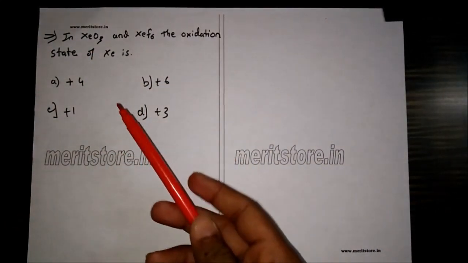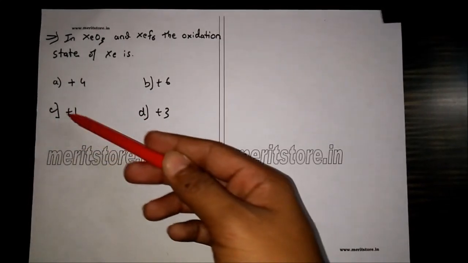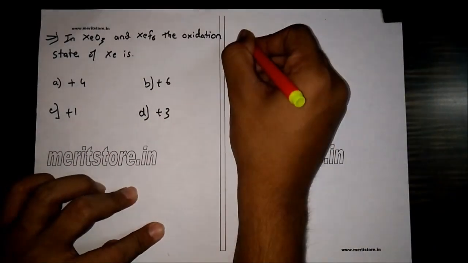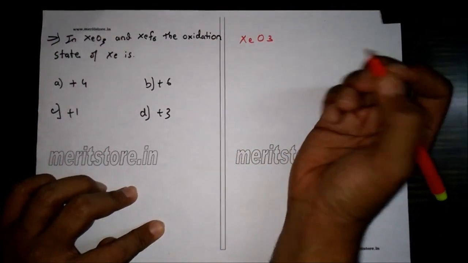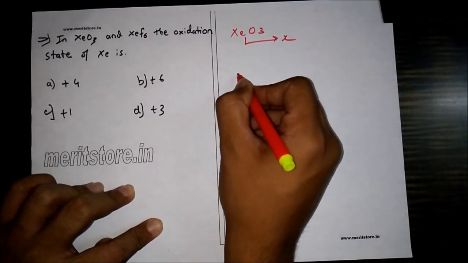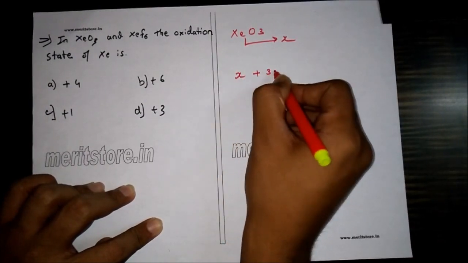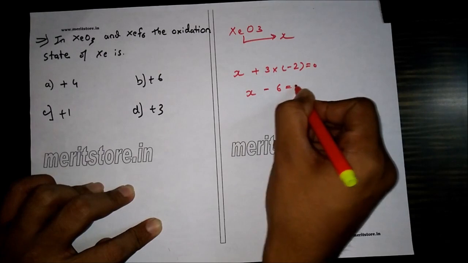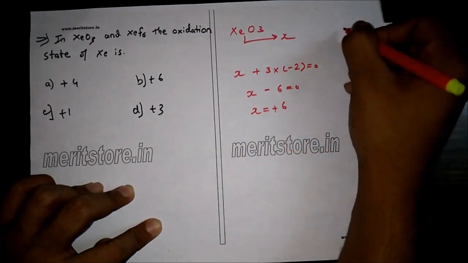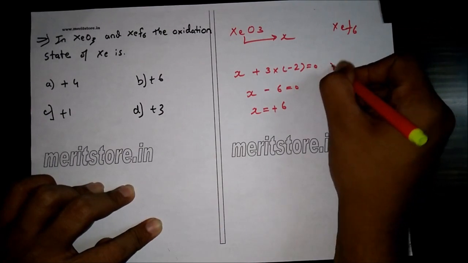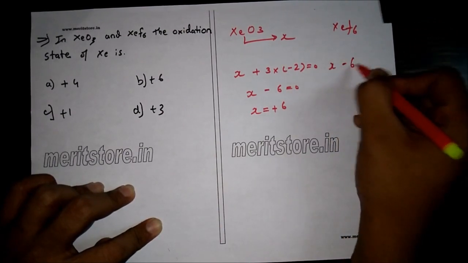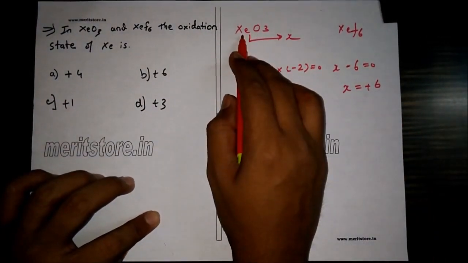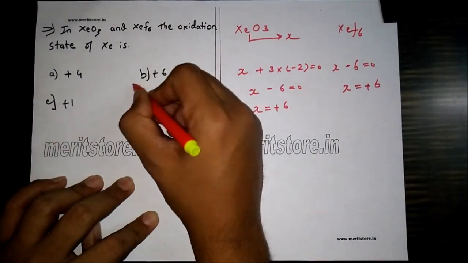In XeO3 and XeF6, the oxidation state of Xe is A plus 4, B plus 6, C plus 1 and D plus 3. Now let's look at the individual compounds. Let the oxidation number of Xe be X in both the cases. In XeO3, X plus 3 into the oxidation number of oxygen, which is minus 2, equal to 0. Therefore X minus 6 equal to 0. Therefore X is equal to plus 6. And in XeF6, X minus the oxidation number of F, which is 6, equal to 0. Therefore X is equal to plus 6. Therefore in both the compounds the oxidation number of Xe is plus 6, which is option B.